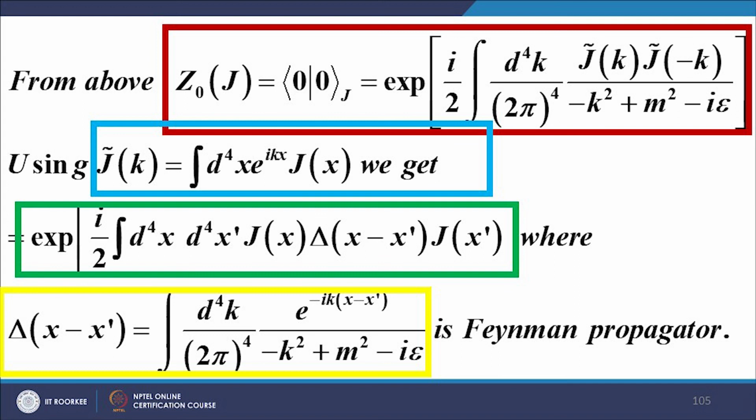And now, if we revert to the original coordinates, and write j(k) and chi(k) in terms of their Fourier analogs, we get the expression for the path integral in terms of the green box that is given here, where this delta(x minus x dash) is called the Feynman propagator, and it is given by the expression which is there in the yellow box right at the bottom of your slide.